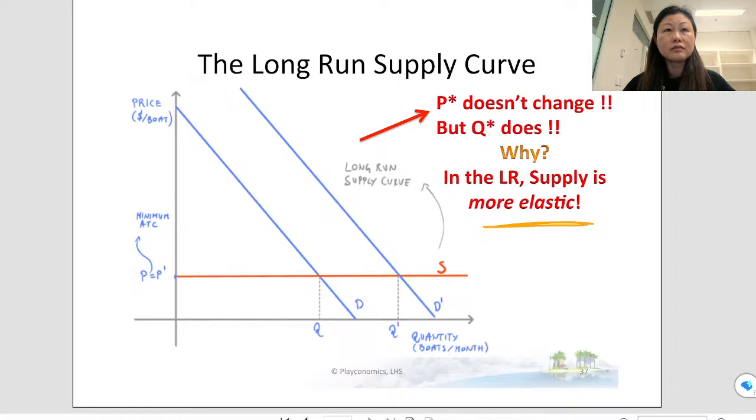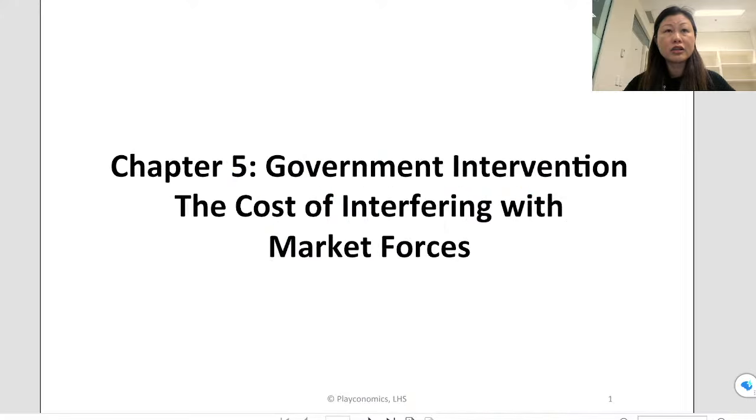Now, I'm going to show my slides for chapter 5. Sorry, I dropped something. Just give me a second. I dropped the pen that I was going to use to annotate.